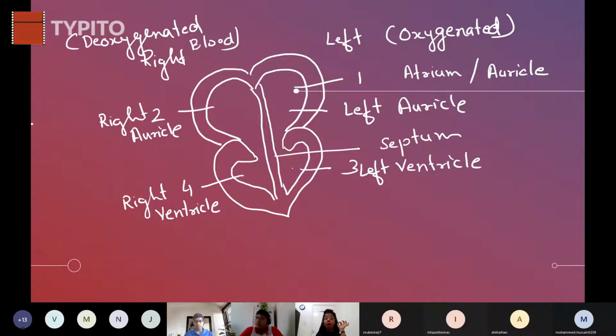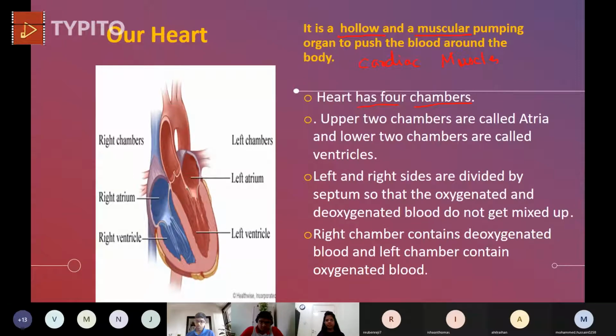It is coming from all over the body. From all body parts, carbon dioxide is produced in the process of cellular respiration. That carbon dioxide is collected and poured into the right side of the heart. And the left side of the heart has the oxygenated blood. It means that the oxygenated blood is coming from the lungs. The lungs have oxygenated blood and give it to the heart.